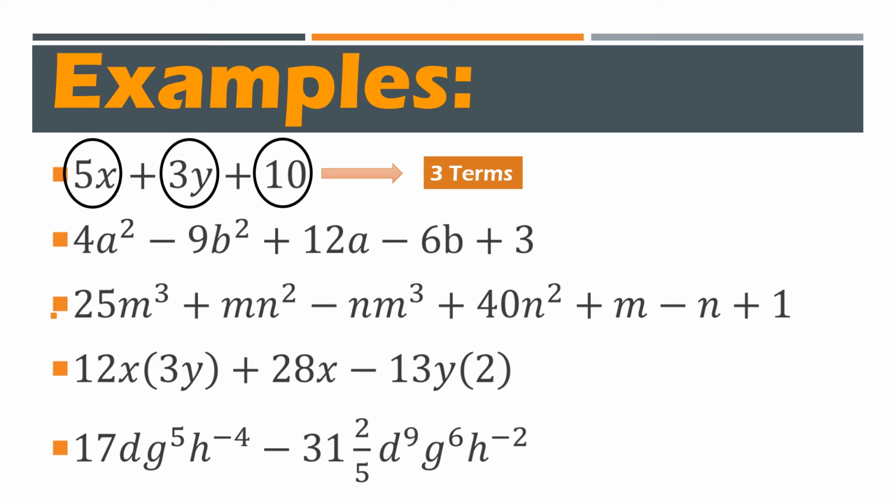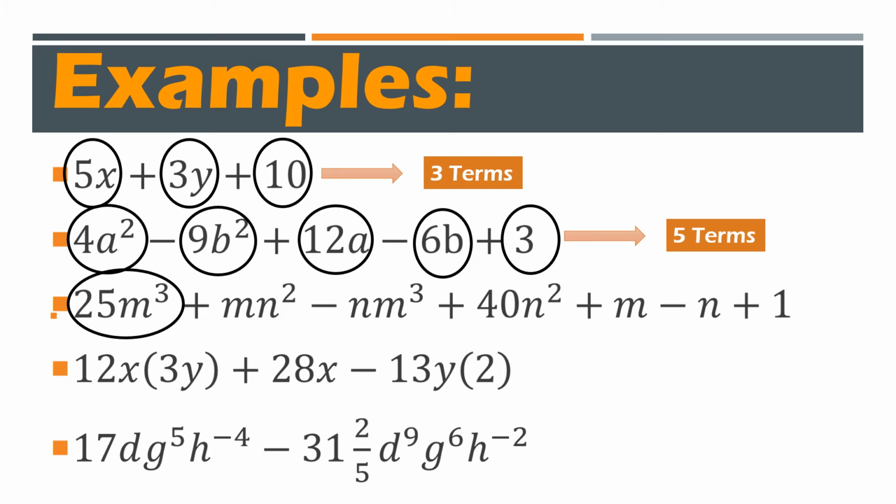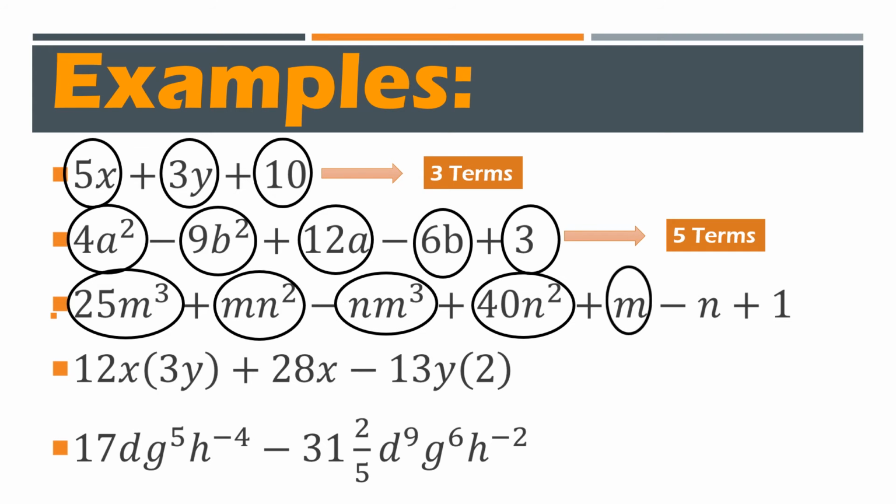In second example, how many terms do we have? 1, 2, 3, 4, and 5. Meaning to say, we have 5 terms. As you can see, a term can be a number only, can be a variable only, or a combination of the two, as long as they are separated by a plus or minus sign. Another example. 1, 2, 3, 4, 5, 6. That's right. We need to include this one. So we have 7 terms.